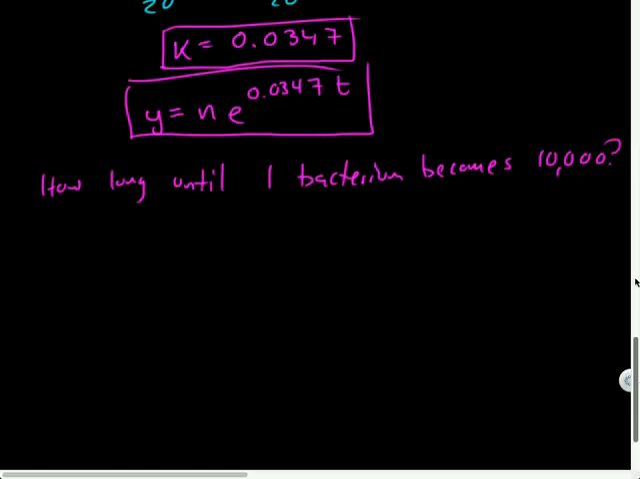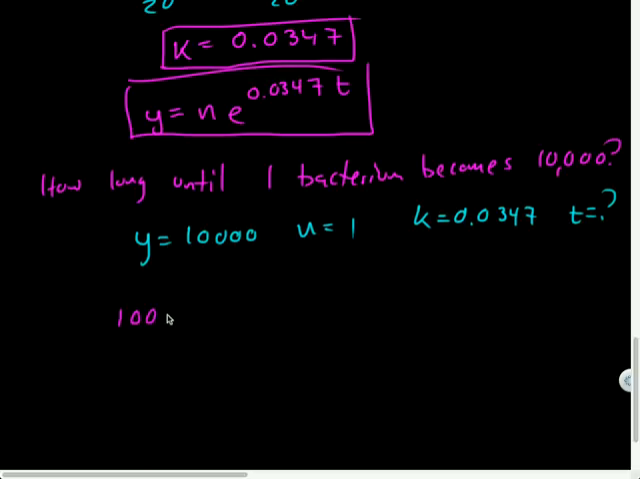So how could I figure this out? What do I do, friends? This bacterium's lonely. How long until it's having a party? What are my variables? What's y? 10,000. N, the starting value, is 1. One lonely bacterium. And k is already defined, 0.0347. And t is what we're looking for. 1 is the loneliest number that you ever knew.